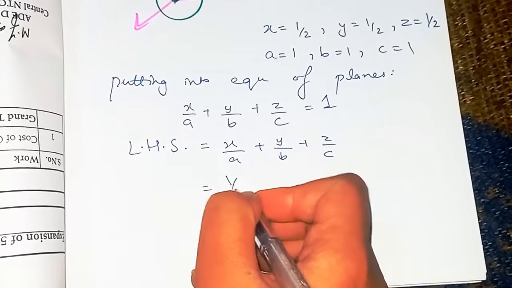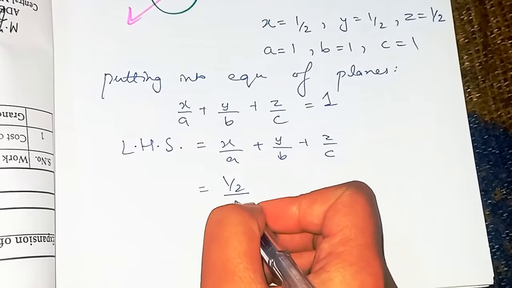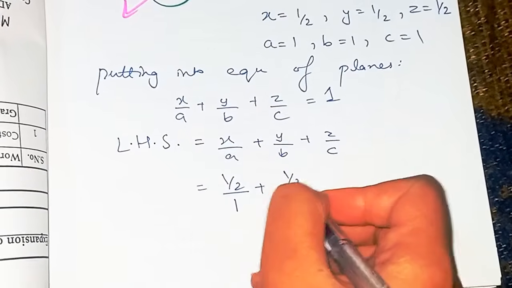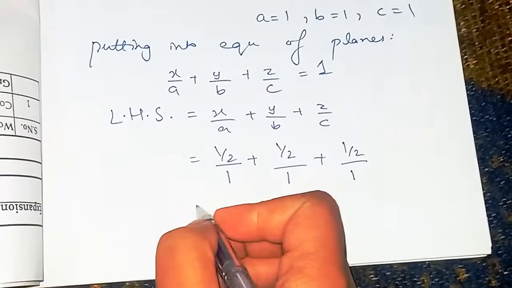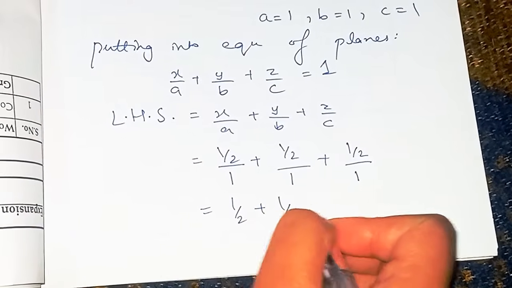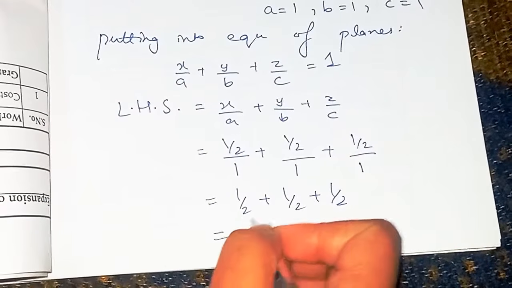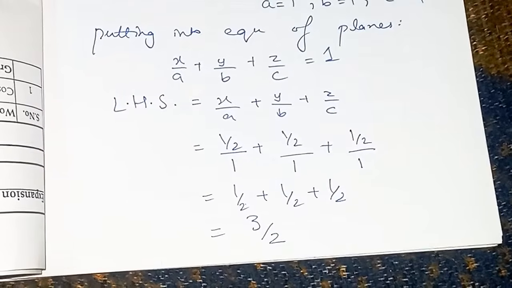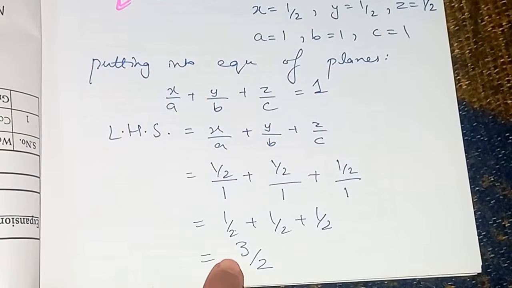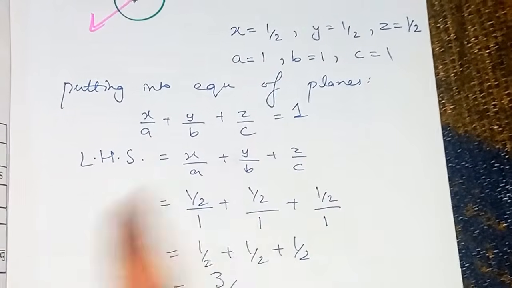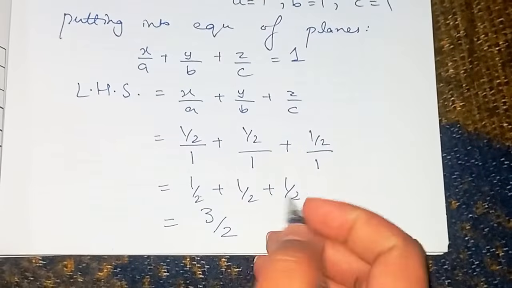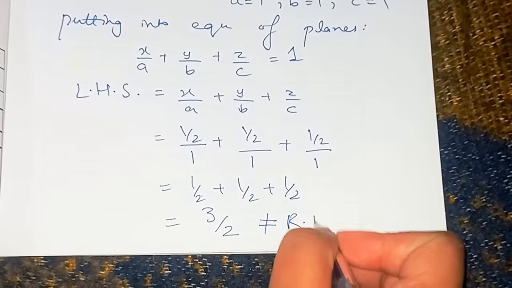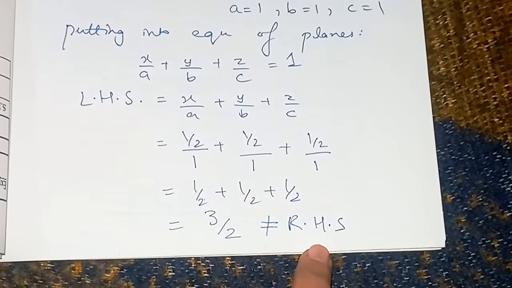Let's put the values in here. x is 1 over 2 divided by a, which is 1, y is 1 over 2 divided by b, which is 1, z is 1 over 2 divided by c, which is 1. So it's simply 1 over 2 plus 1 over 2 plus 1 over 2, and that equals 3 over 2. This is the left hand side and it is not equal to the right hand side. The right hand side is 1, and they are not equal to each other. Hence the left hand side is not equal to the right hand side.